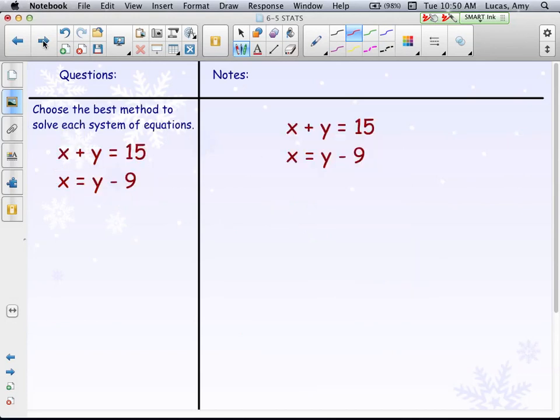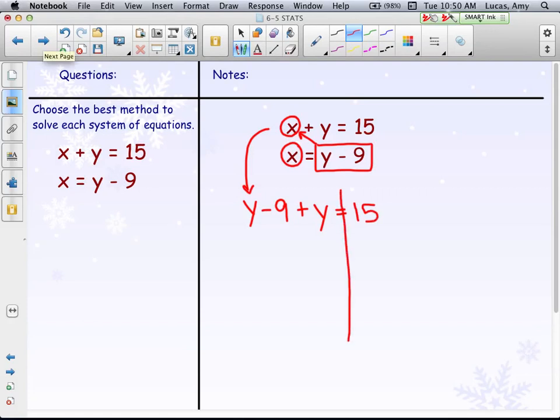My third example, this is the one that I would do substitution on, because x is by itself, it's equal to 9 minus y, so the other x is going to be replaced with y minus 9. I think I said that backwards a minute ago. Okay, so I'm going to take this top equation where the x is, I'm plugging in y minus 9, then I have plus y equals 15. Now it's ready to solve. 1y plus 1y. These are like terms, they're on the same side. So 2y minus 9 equals 15.